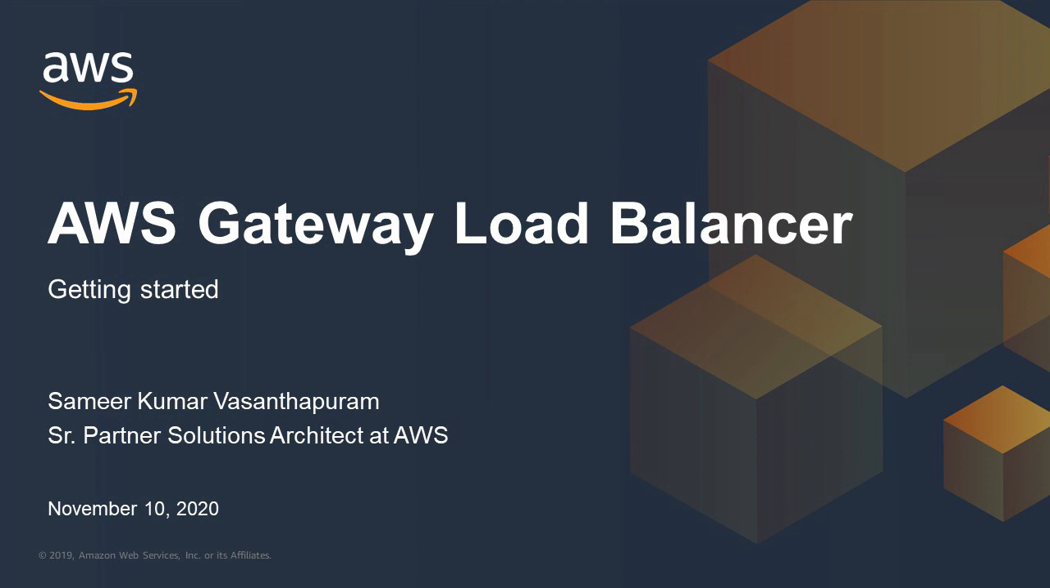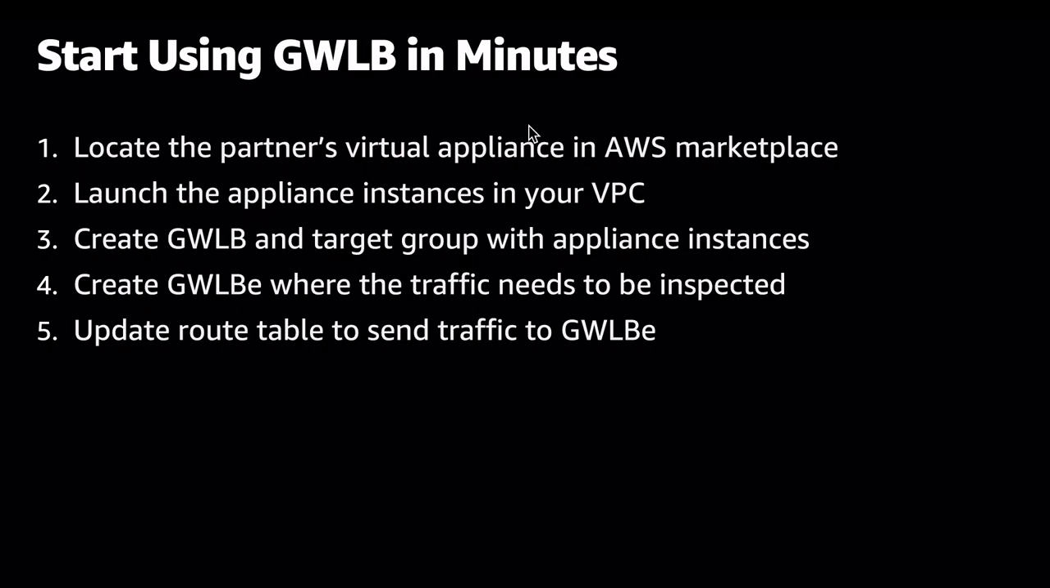In this demo, I'm going to show you how you can start using Gateway Load Balancer in minutes. We'll do this in 5 steps. The first one being locating a partner's virtual appliance in the AWS Marketplace and deploying it into a VPC wherein all of your appliances live. We're going to simulate a security-based use case. So I'm going to call this particular VPC the security VPC.